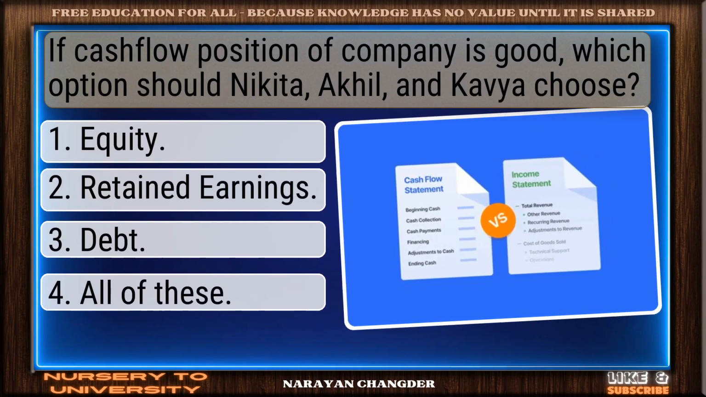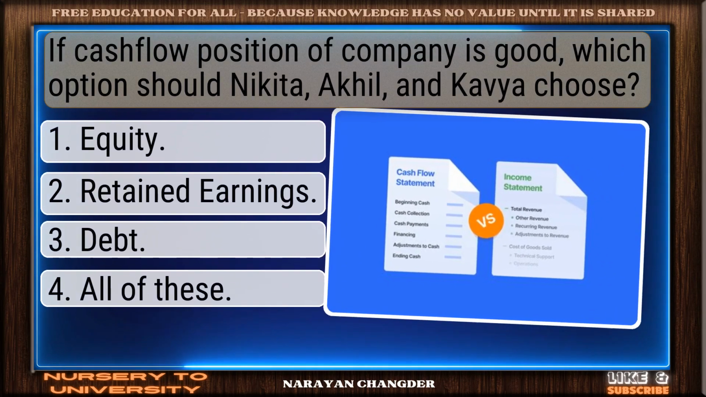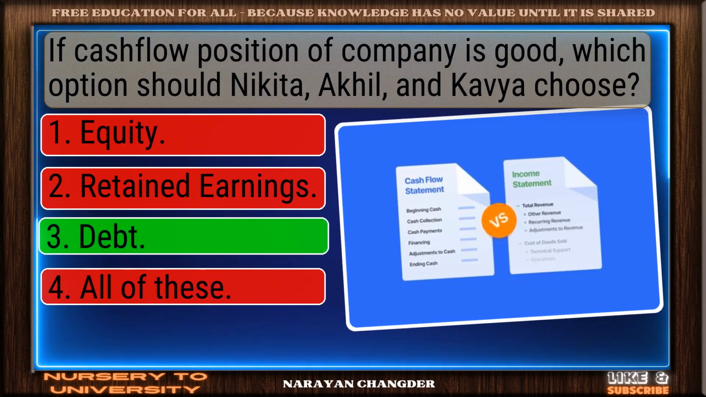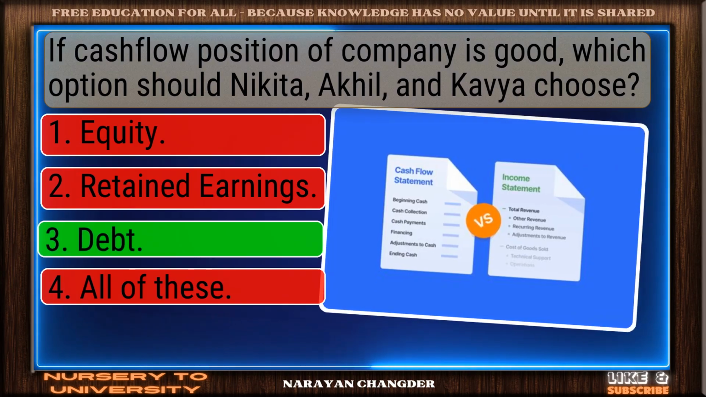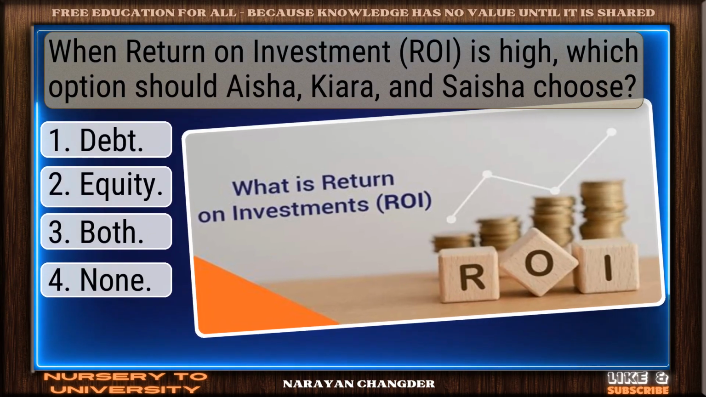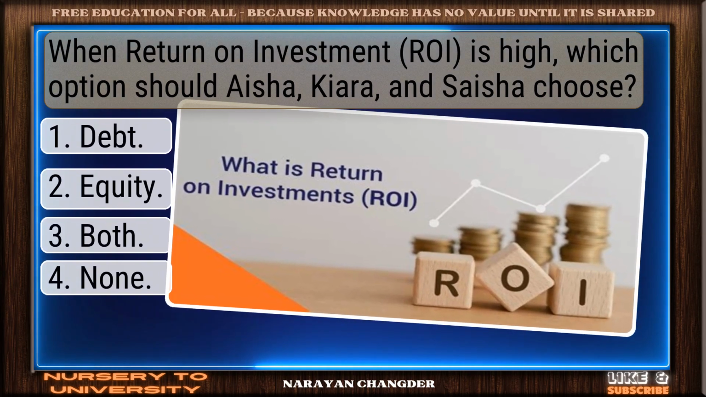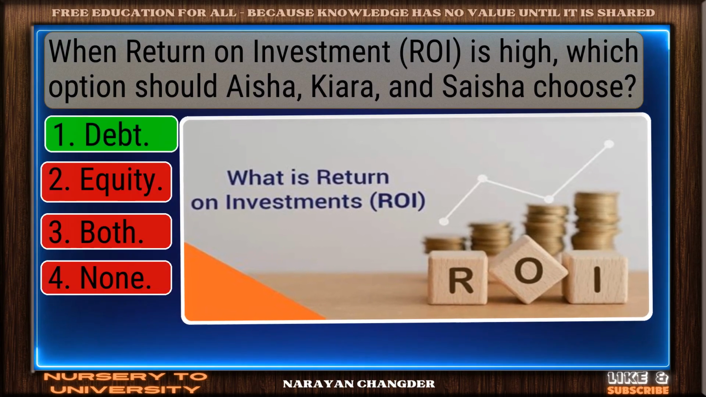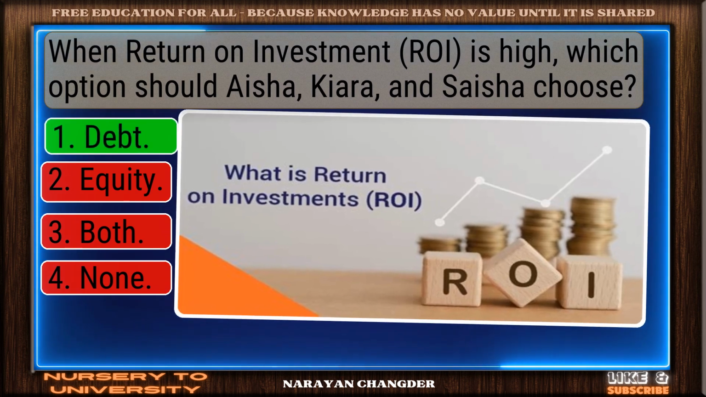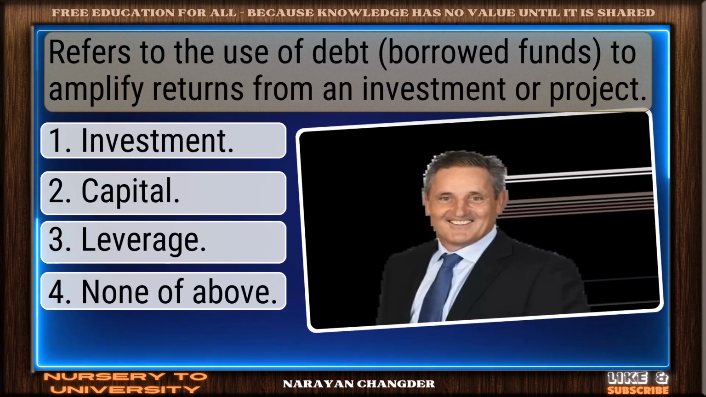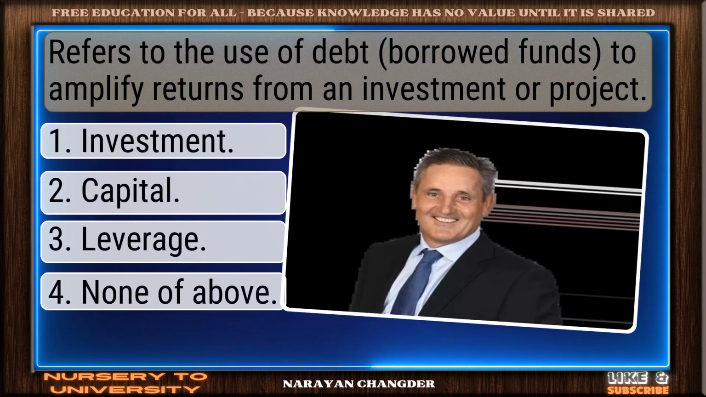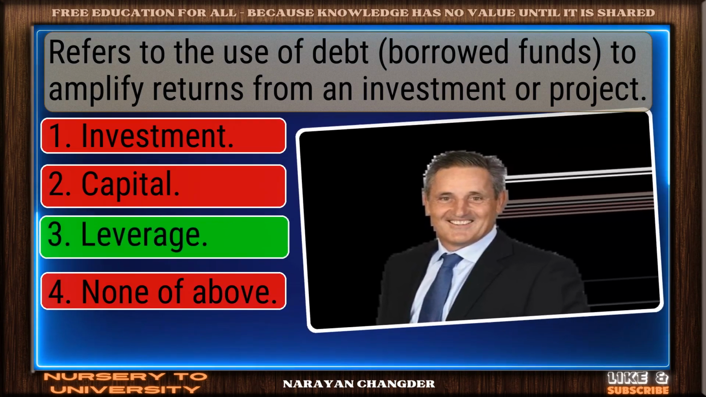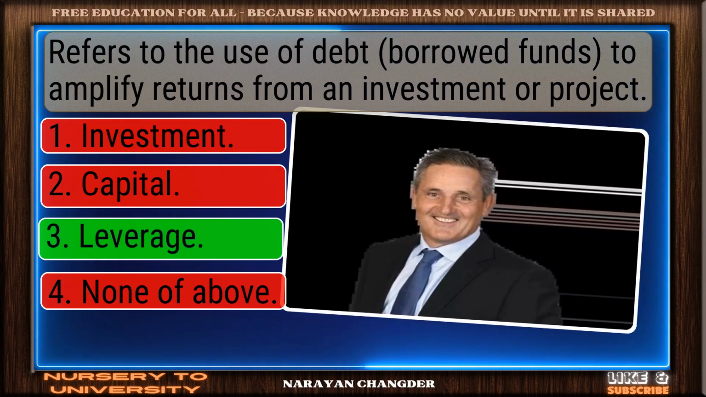If cash flow position of company is good, which option should Nikita, Akhil, and Kavya choose? Well picked. Debt is the correct answer. When return on investment is high, which option should Aisha, Kiara, and Sesha choose? Strong choice. Debt is the right answer. Refers to the use of debt to amplify returns from an investment or project. You got it. Your choice leverage is right.